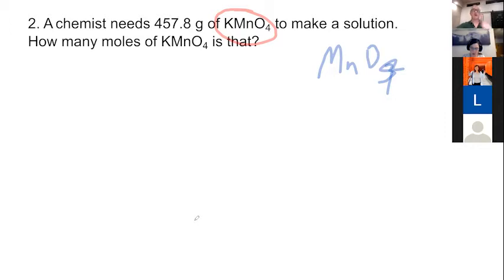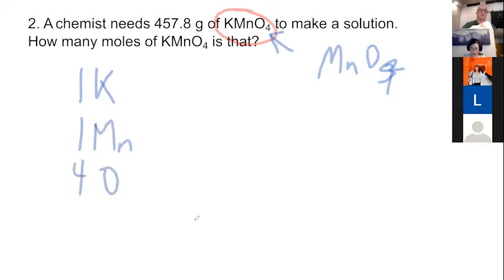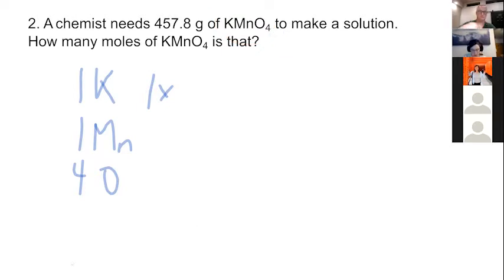So if we want to know how many moles that is, we need to figure out what's the mass of this. And so we just look up the masses of each one on our periodic table. First, we need to figure out how many atoms of each one. So 1 potassium, 1 manganese, and 4 oxygen. So that's 1 times, what's the mass of potassium? Anyone have the periodic table in front of them? 39.0983.